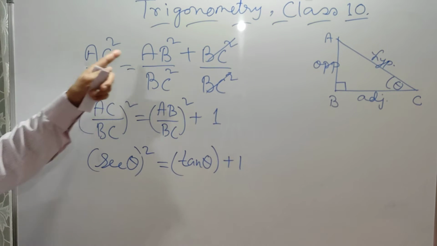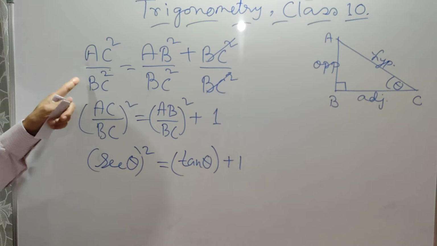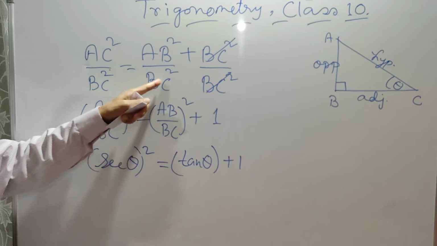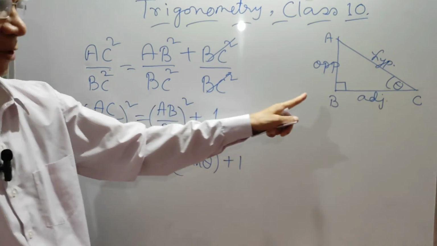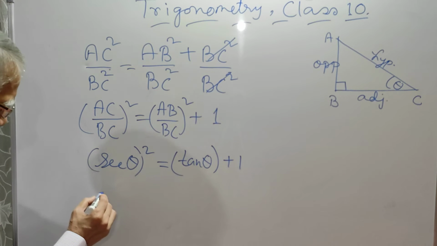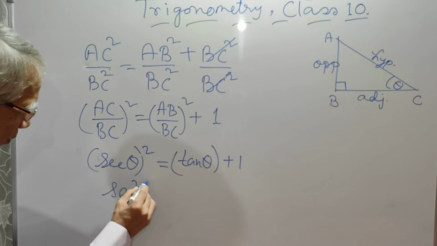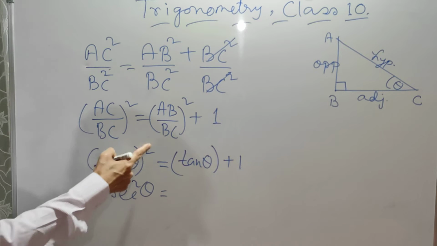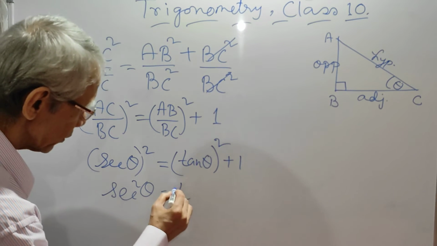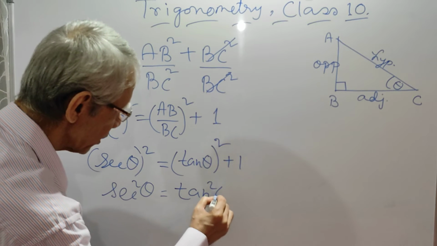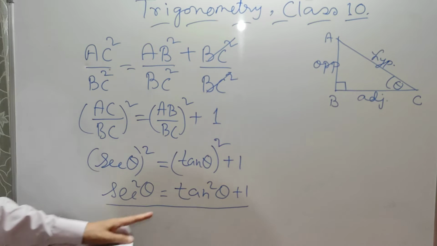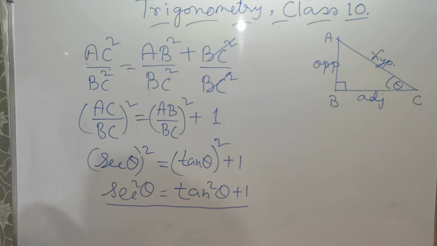So you see that Pythagoras theorem equation, if we divide the whole equation, that means each term by BC square, adjacent square. So what do we get? We get this one. So sec theta whole square is sec square theta. That is how we write this whole square. So tan square theta plus 1. So this was the second formula. So tan square plus 1 equal to sec square theta.